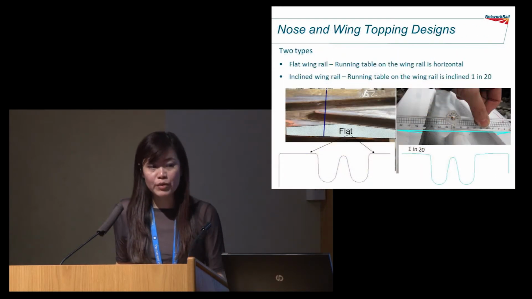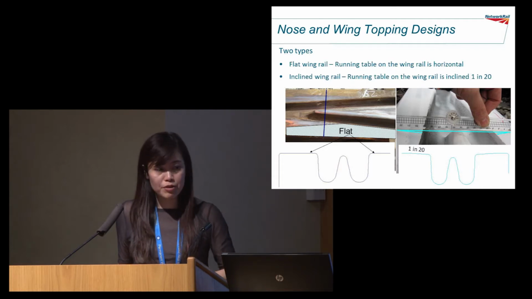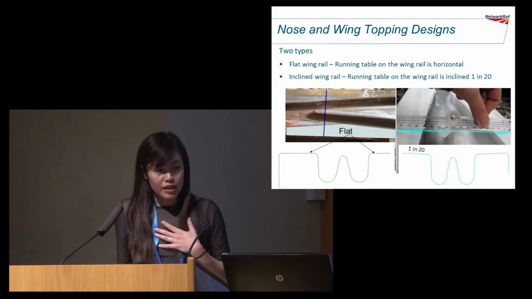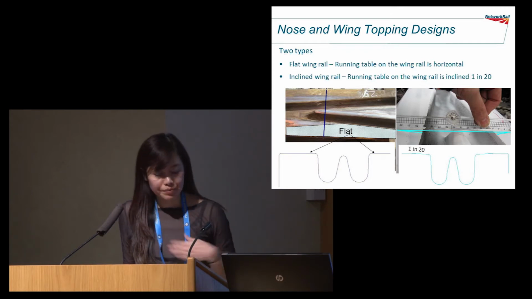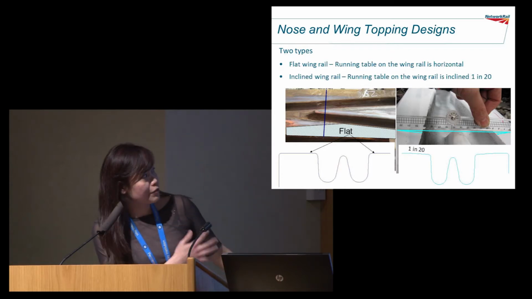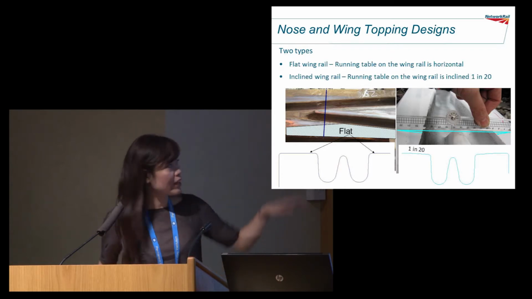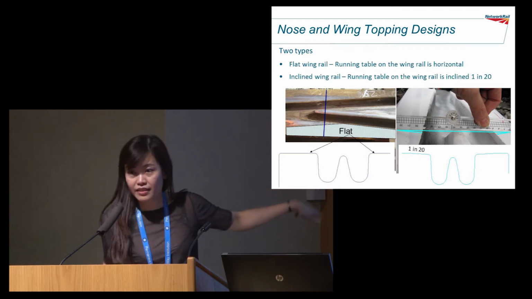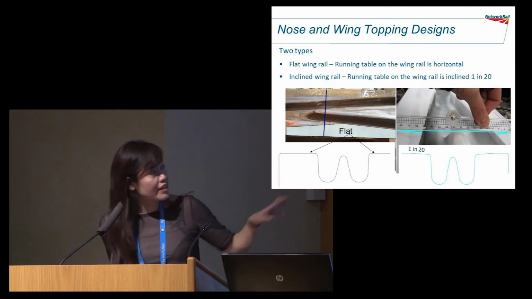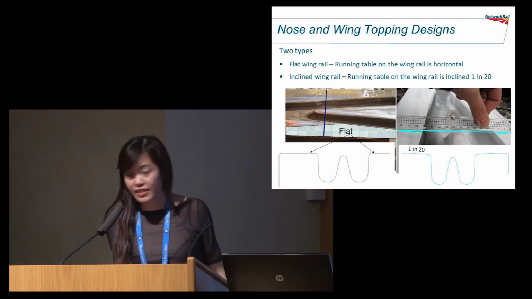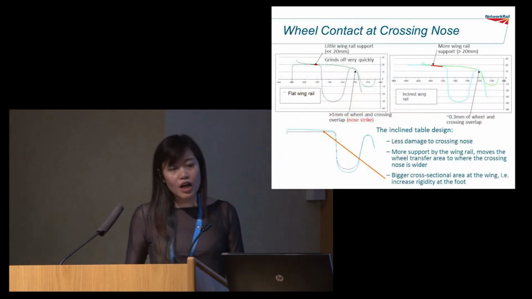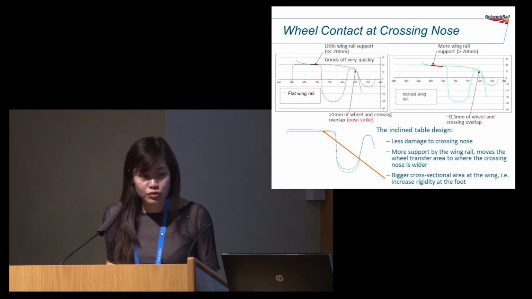Now for nose and wing topping designs. We have two types of wing designs, flat wing rail and inclined wing rail. The photo on the left shows the flat wing rail design, so the wing rail is effectively flat. The inclined wing rail design has a slope of 1 in 20. So we'll look at contact on the crossing nose.